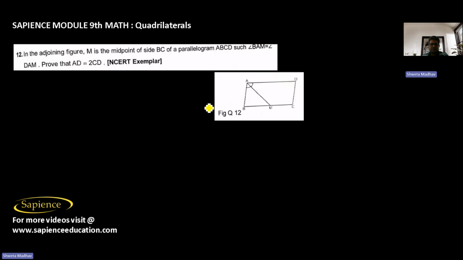Then here it is told, in the adjoining figure, M is the midpoint of side BC of a parallelogram ABCD, such that angle BAM equals angle DAM. Prove that AD equals twice of CD.